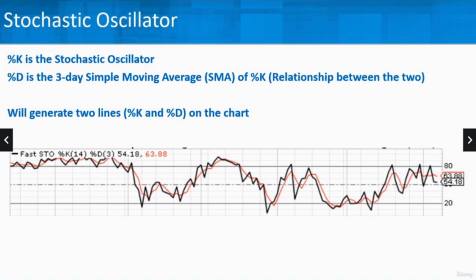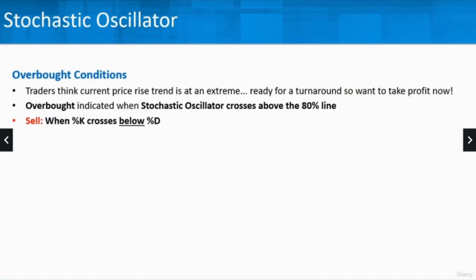All right, so that's great. Now, how do we use it? Well, here's how you use it, because you're trying to recognize these overbought and oversold conditions. Overbought, traders think the current price rise is an extreme. It's too high. We're ready for a turnaround, and so we want to take our profits now. We're reaching the peak. So an overbought is indicated when the stochastic oscillator crosses above the 80% line. You're looking for it to be above the 80% line, and you're going to make the sell decision when the percentage K crosses below the percentage D.